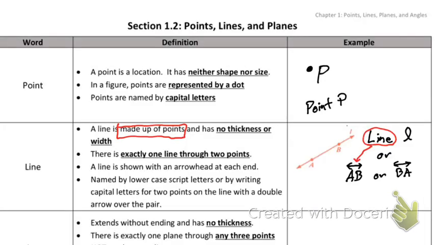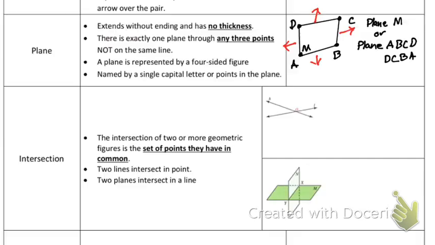So that is a point, which leads us to a line by adding another point. By adding one more point that's not collinear, we'll talk about what collinear means in just a second, we are going to have a plane.